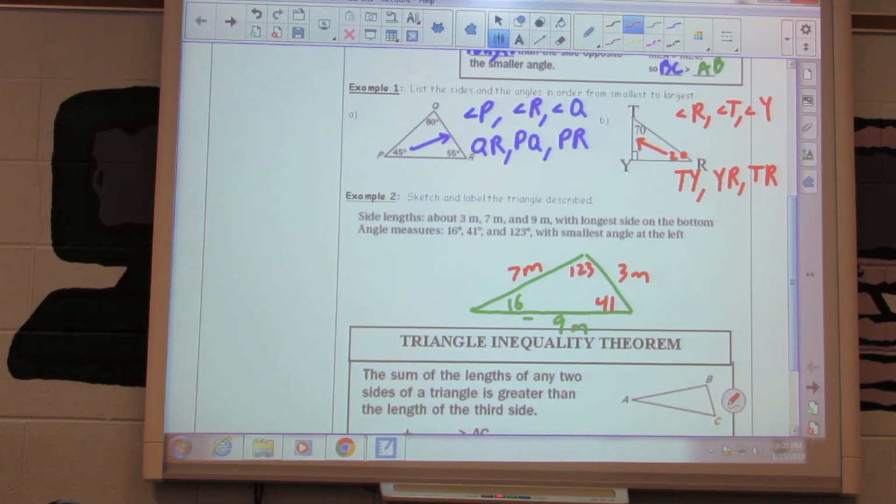When I'm grading this, I will grade it by how it is labeled, not how it is marked. So if your 7 meter side looks smaller than your 3 meter side, but it's labeled correctly, that is what I'm going to judge it by.